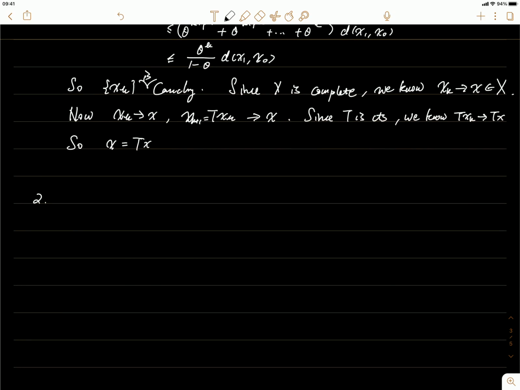And now let's look at the uniqueness. Let's suppose that I have two different fixed points, x and x prime, both fixed points of T, but they are different.